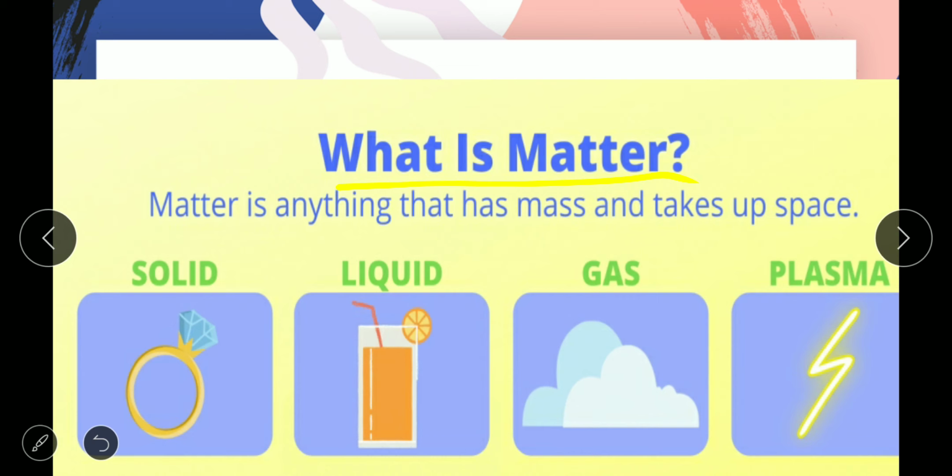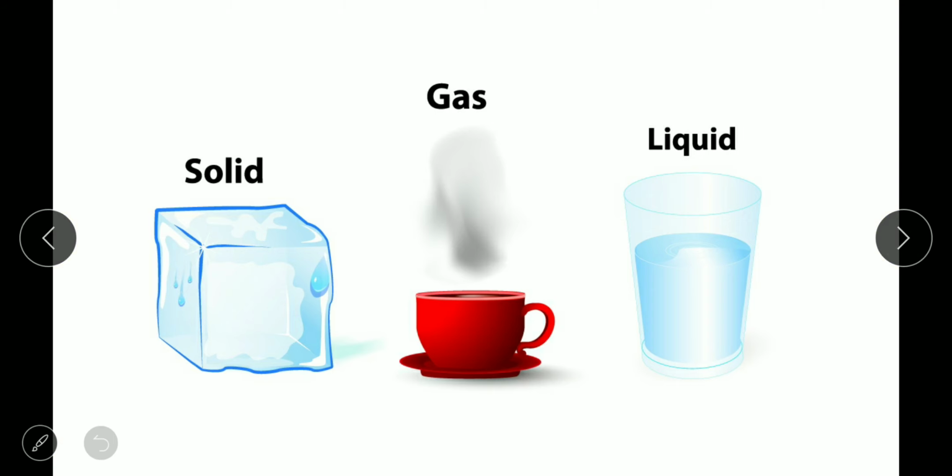What is matter? Matter is anything that has a mass and takes up space. Matter is further divided into solid, liquid, gas, and plasma. An example of a solid is a diamond. An example of a liquid is juice. An example of a gas is vapor, meaning cloud, and plasma. Also, an example of a solid is ice. An example of a gas is vapor, and an example of a liquid is water.